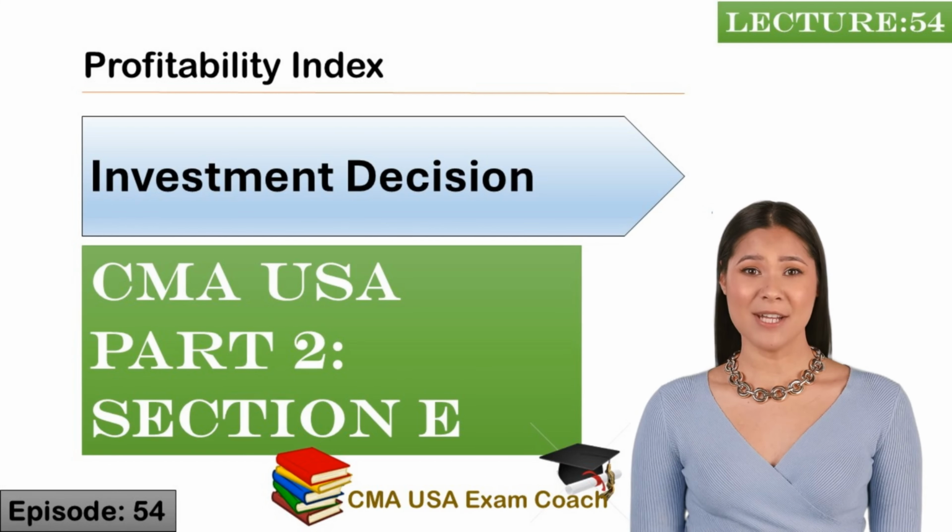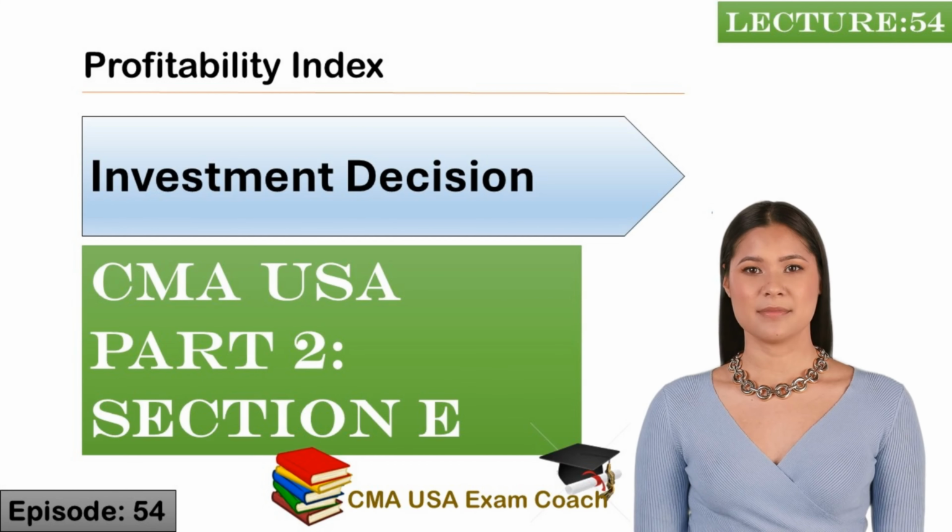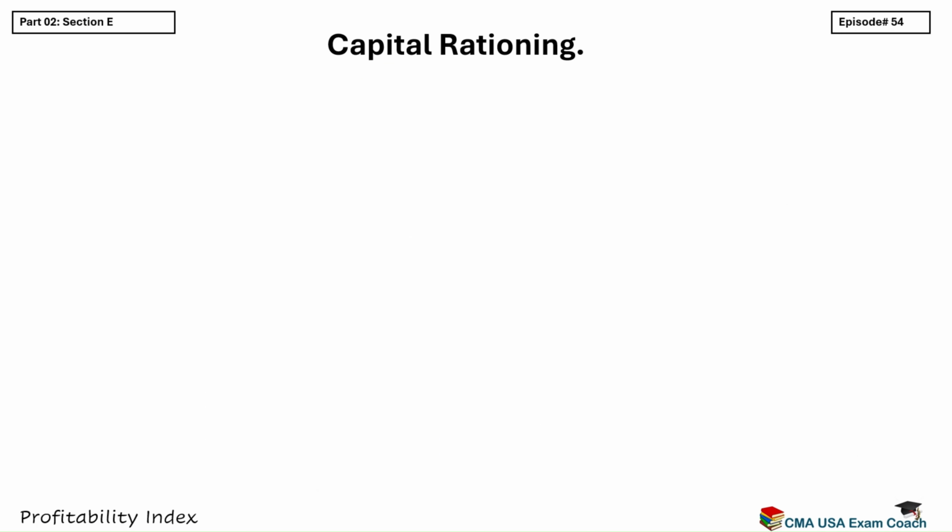In the last few videos, we covered important capital budgeting tools like Payback, NPV, IRR, and ARR. Today, we will discuss Profitability Index or PI, a tool that helps us understand how much value or benefit we get for every dollar we invest. Let's begin with capital rationing.